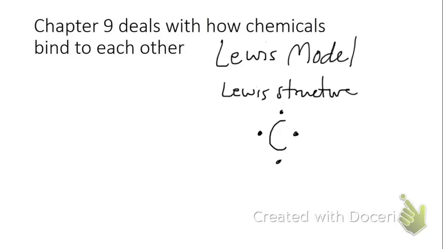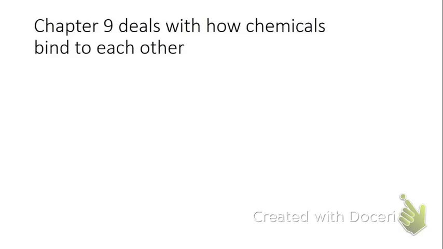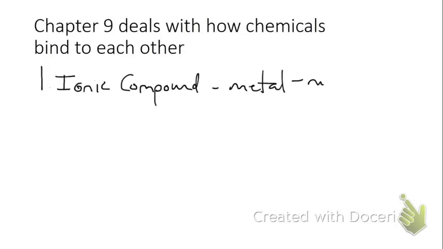There are 3 different types of bonds that are described in Chapter 9. We're going to just talk about 2 types. The first type is the ionic compound, or the ionic bond. The Lewis structure can describe this bond, but that's not why Lewis came up with it. When we start talking about covalent structures, we'll see the true power of the Lewis structure. But for now, we'll look at ionic compounds. We know ionic compounds are between a metal and a non-metal.